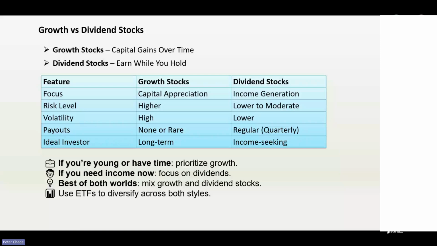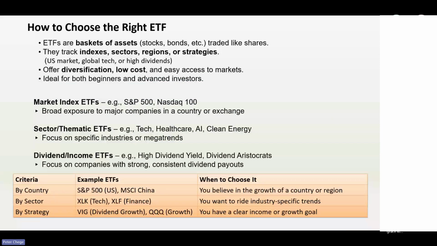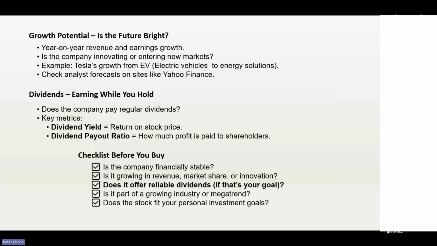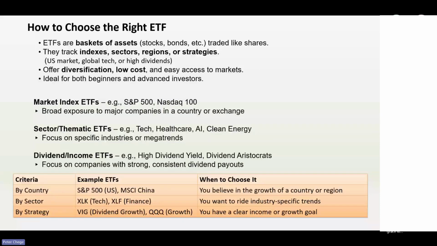So then how do we choose the right ETF? We have seen how to choose the right stock. Those are shares, where you are buying individual shares like Apple, Google, which is Alphabet, Microsoft, Meta, JP Morgan. All those are stocks. Here you are buying ETFs. What is an ETF? An ETF is a basket of assets, that is either stocks or bonds, or it could be precious metals like gold, silver, that are traded like shares.